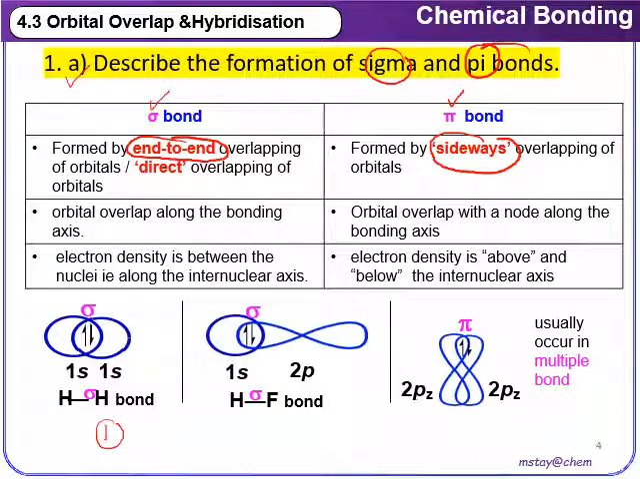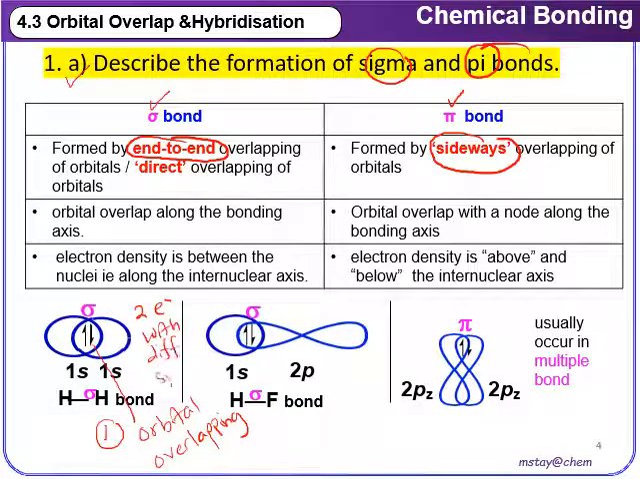A sphere-shaped s orbital overlaps with another s orbital. So this overlapping area we know as orbital overlapping. And inside this orbital overlapping, there are 2 electrons with different spin. Because the orbitals are overlapped end to end, this bond is known as sigma. Similar case for the hydrogen fluoride.